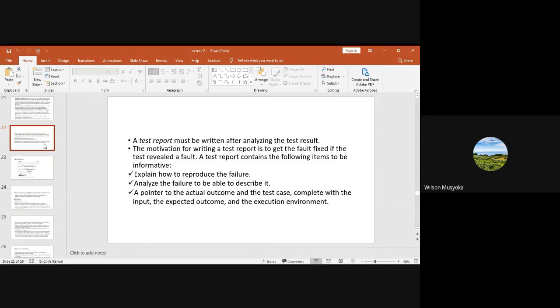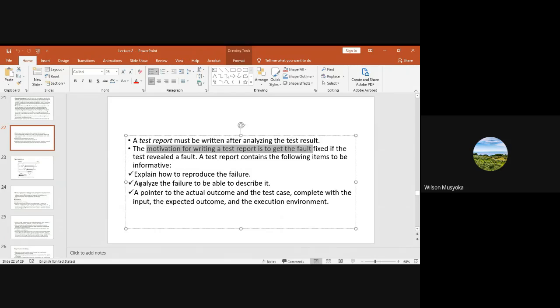After you have performed the test and you have seen the results and you can analyze them, you need to prepare a test report, which now is done after analyzing the test result. And this test report is important so that you can get to fix that fault, and then you can be able now to improve the quality of that system software.